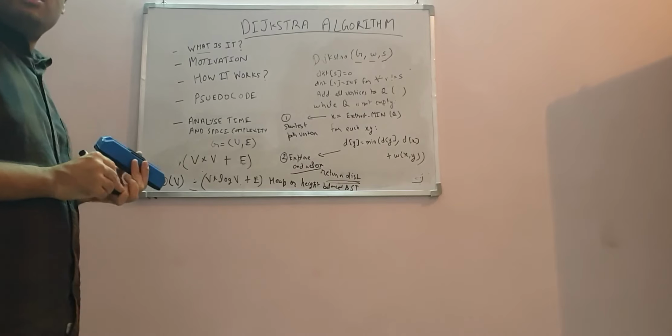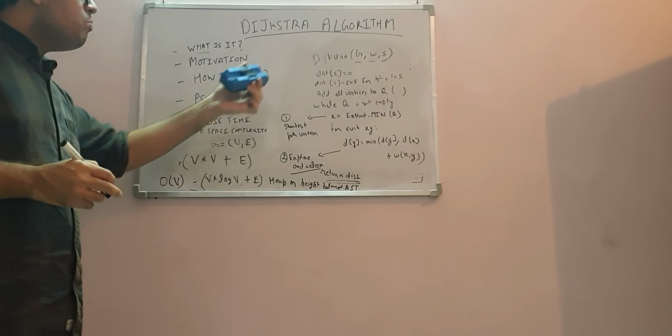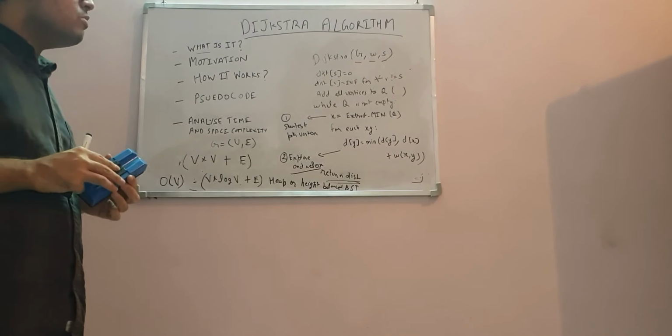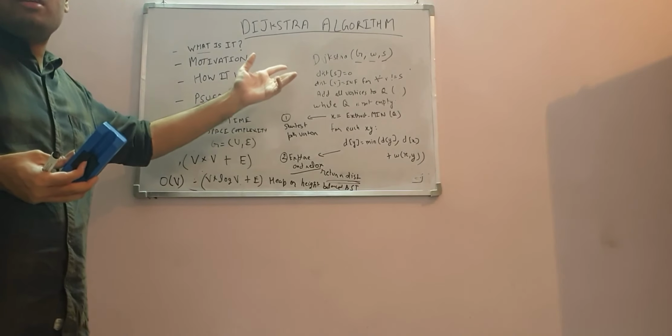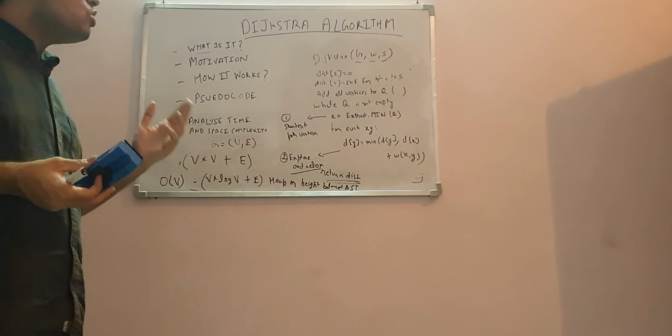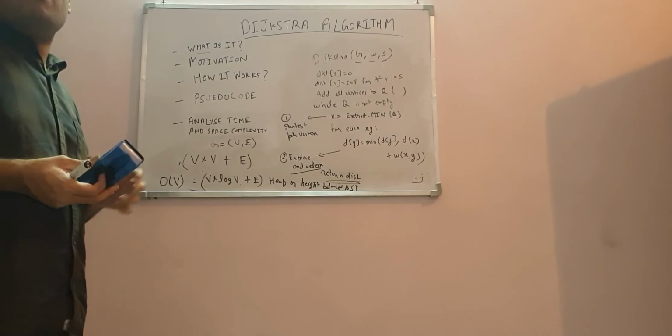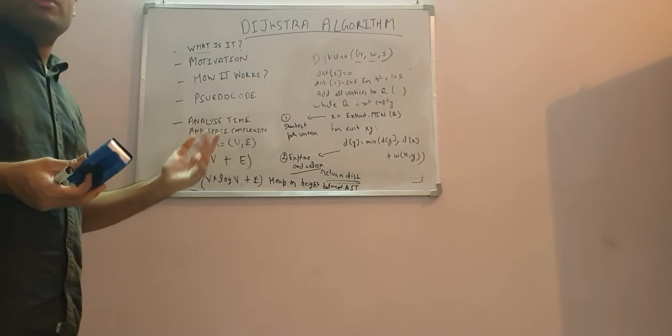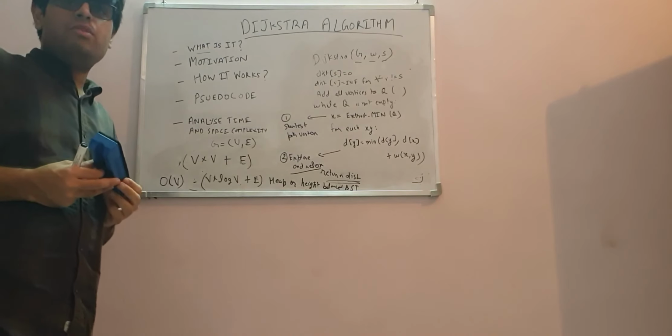And in the next lecture, we can discuss the proof of correctness for this particular algorithm. We will try to prove this particular greedy approach by induction, and we'll also cover some of the shortcomings of this particular algorithm, which is in the case of negative edge weights. Okay, so that is it from today. Thank you.